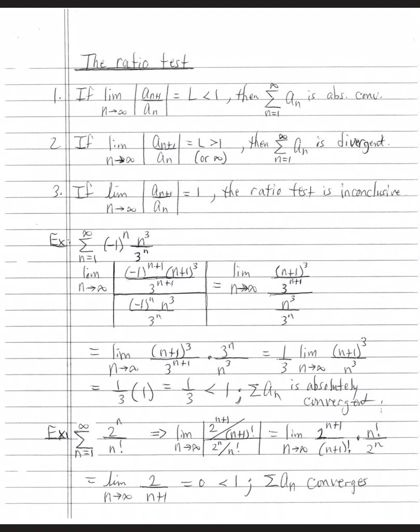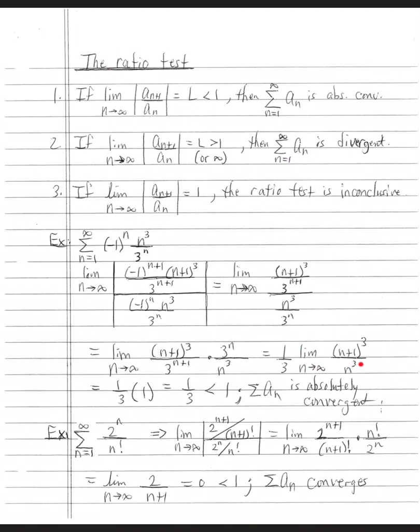Since this is a complex fraction, we have limit as n goes to infinity of n plus 1 cubed over 3 to the n plus 1 times the denominator flipped, 3 to the n over n cubed. We can pull out a 1/3 because this is 3 to the n times 3 to the 1. We get an immediate cancellation of the 3 to the n's, leaving us 1/3 limit as n goes to infinity of n plus 1 cubed over n cubed.